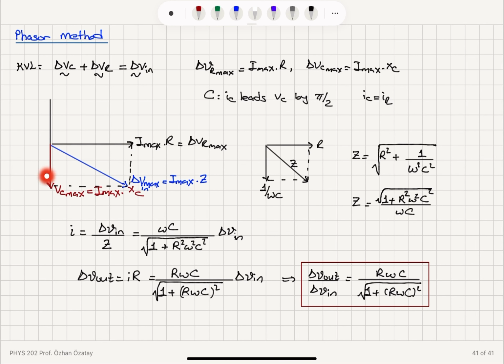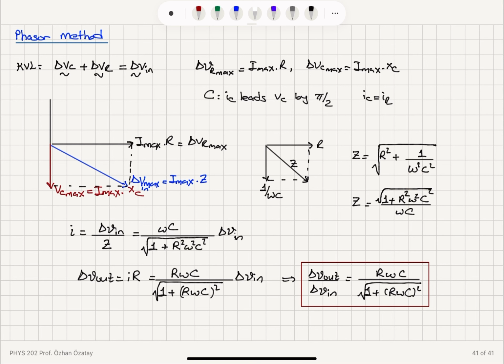We have the voltage phasor basically making a pi over 2 angle with respect to the current phasor. The current phasor is basically positive pi over 2 with respect to the x-axis as compared to the voltage phasor of the capacitor. So we have this pi over 2 angle between the two. And when we add these two phasors, we get the AC source voltage phasor, Imax times Z. They all have Imax in them, so why not just replace them with the impedances, 1 over omega C, R, and Z. So this gives us the Z, the impedance of the circuit.